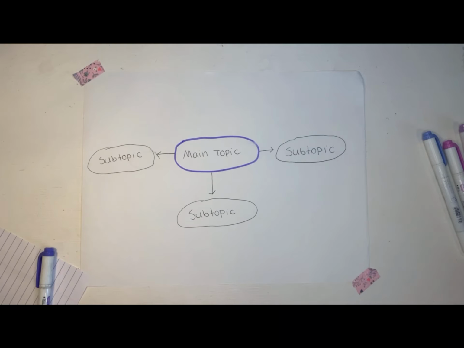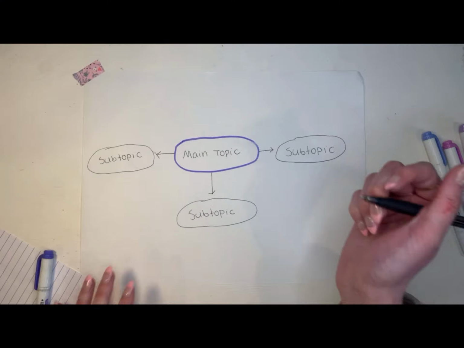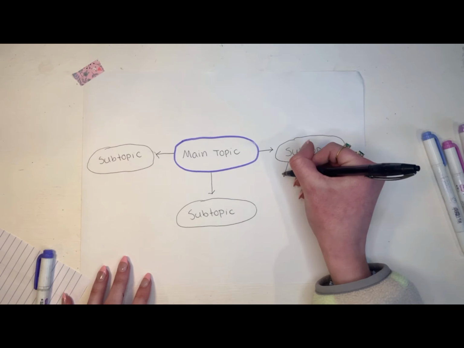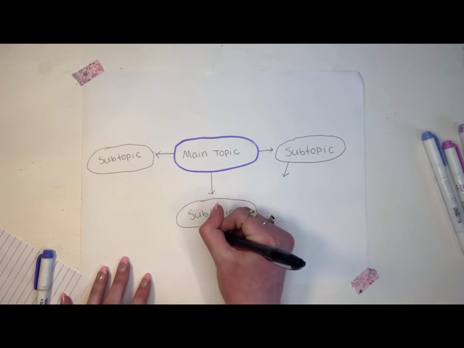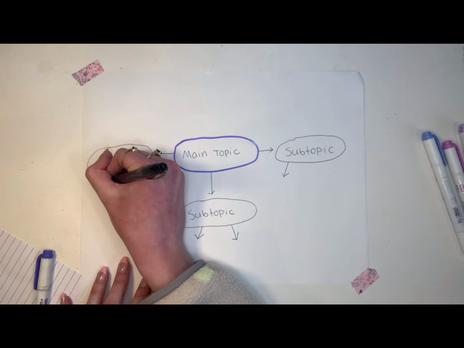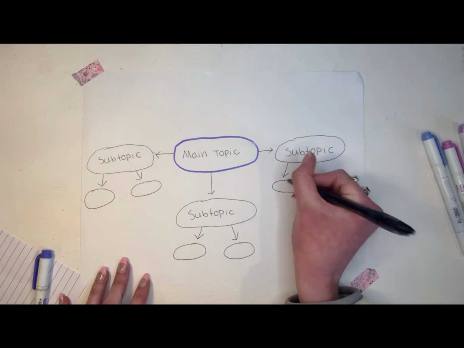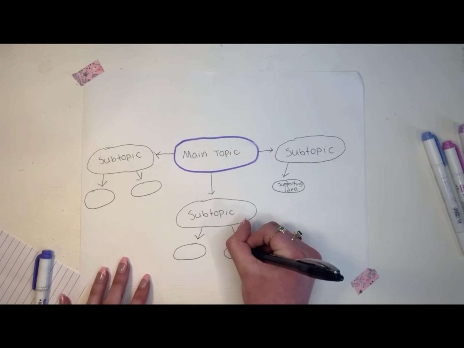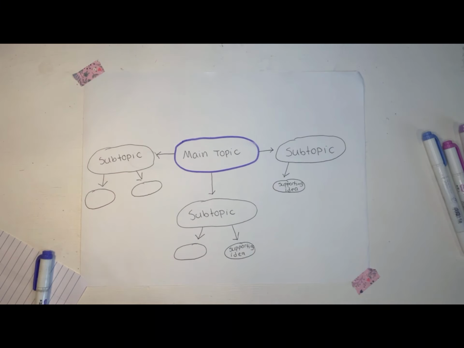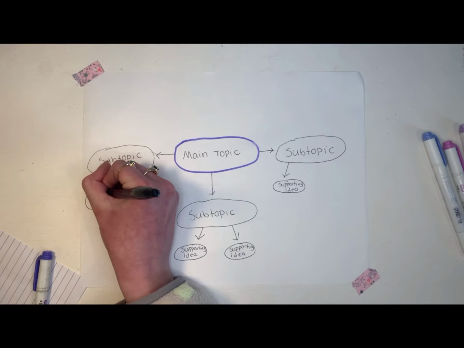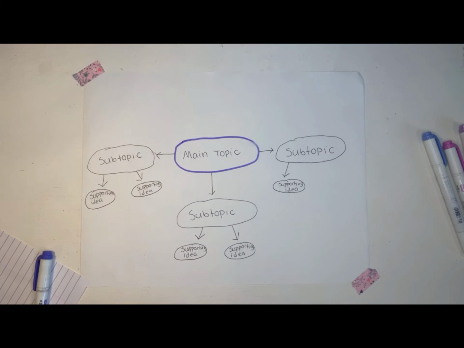Alright, and so then the next step that you're going to do is to add supporting ideas to connect the subtopics. So say this one has 1 supporting idea, this one has 2, and this one also has 2. So here we are. This is the concept of the mapping method.